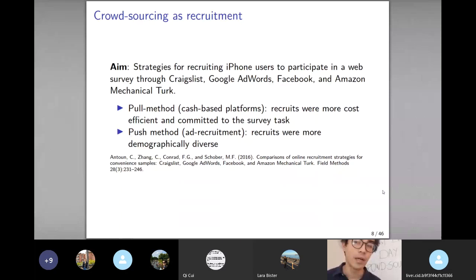The other method was the push method, which is based on advertisement, and we're going to see an example of this later. The idea here is that you don't pay anyone to fill in a survey, but you pay the provider of the advertising platform to advertise your survey. Users are then served the survey as an ad that you see in the timeline on Facebook or in Google. They found that when they did that, there was not so much efficiency and commitment, but they recruited a more demographically diverse pool of respondents. So you have different pros and cons for using both platforms.